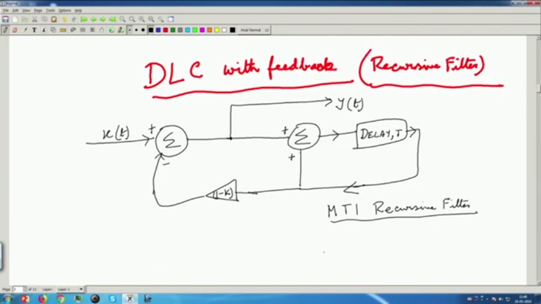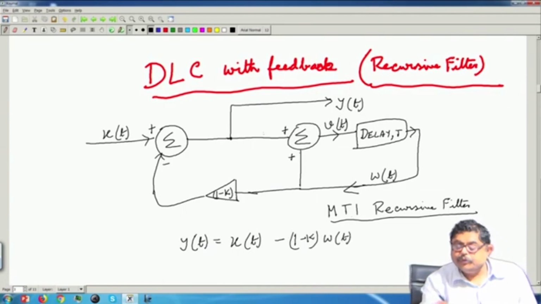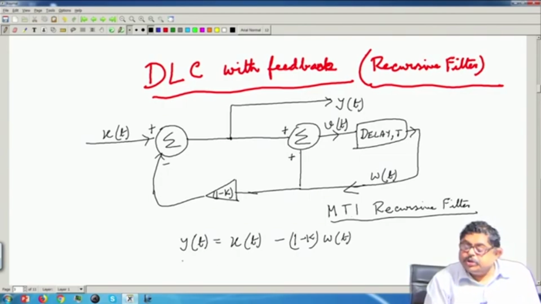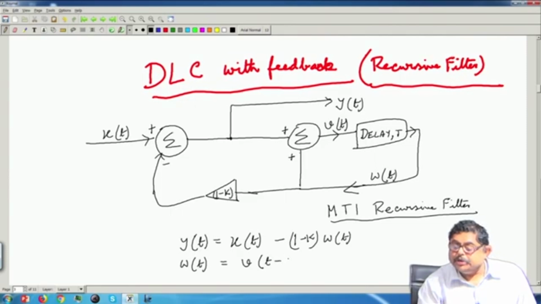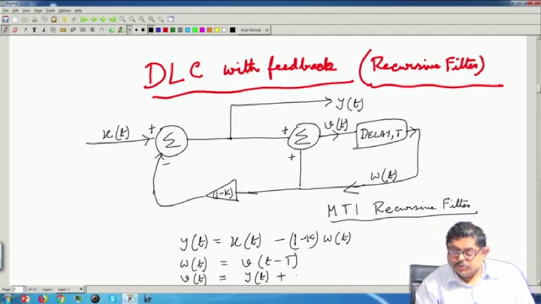So, for analysis, we have x t and y t, and these stages we will have to give some names. So, let us call it V t, arbitrarily I am naming, and let us say this is W t. So, what is my y t? y t is x t minus 1 minus k into W t, simple, this is y t. Now, what is W t? W t is V t delayed by T, and what is V t? It is y t plus, you see, W t.